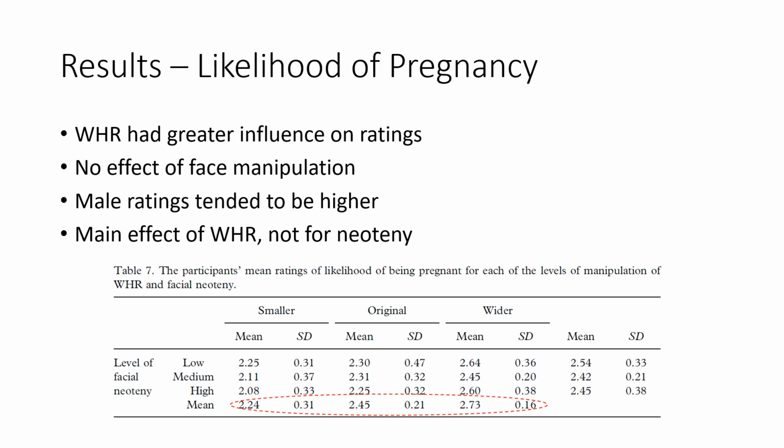So we have our waist to hip ratio, again, smaller, original, and wider. And we see higher ratings of likelihood of being pregnant for the wider waist to hip ratio than for the original, and even lower ratings of likelihood of being pregnant for the smaller waist to hip ratio. And we do not see the same type of effect for facial neoteny.